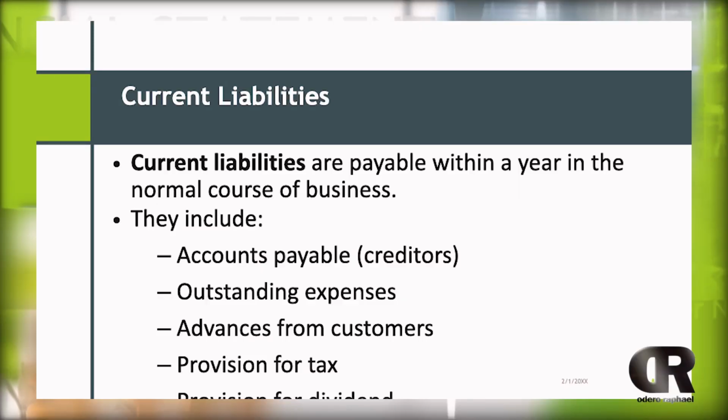Current liabilities include accounts payable, outstanding expenses, and advances from customers. Advances from customers, let's say for instance a customer needs something and has paid in advance. In this case, you have the cash from the customer, but you have not dispatched the goods. So these items are advances, which means you have taken the cash from the customer and you have not provided the item to the customer.